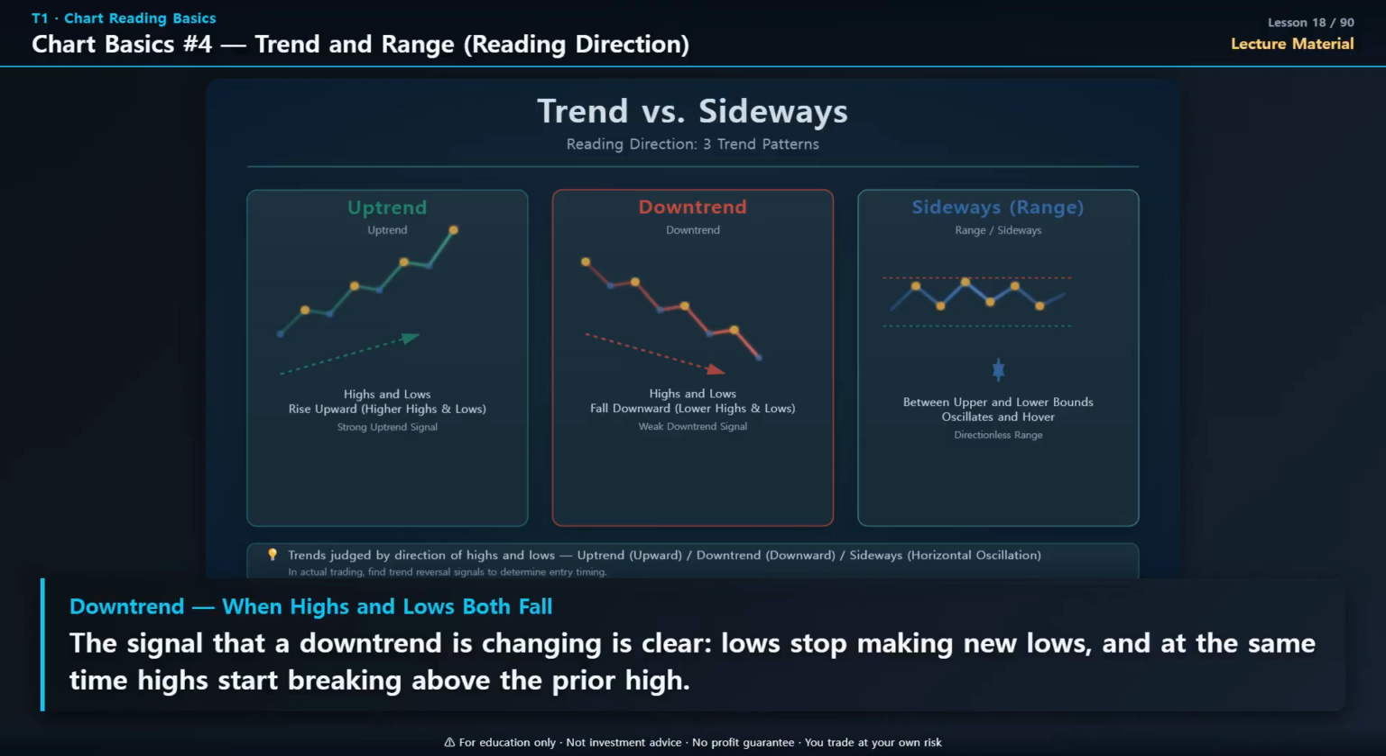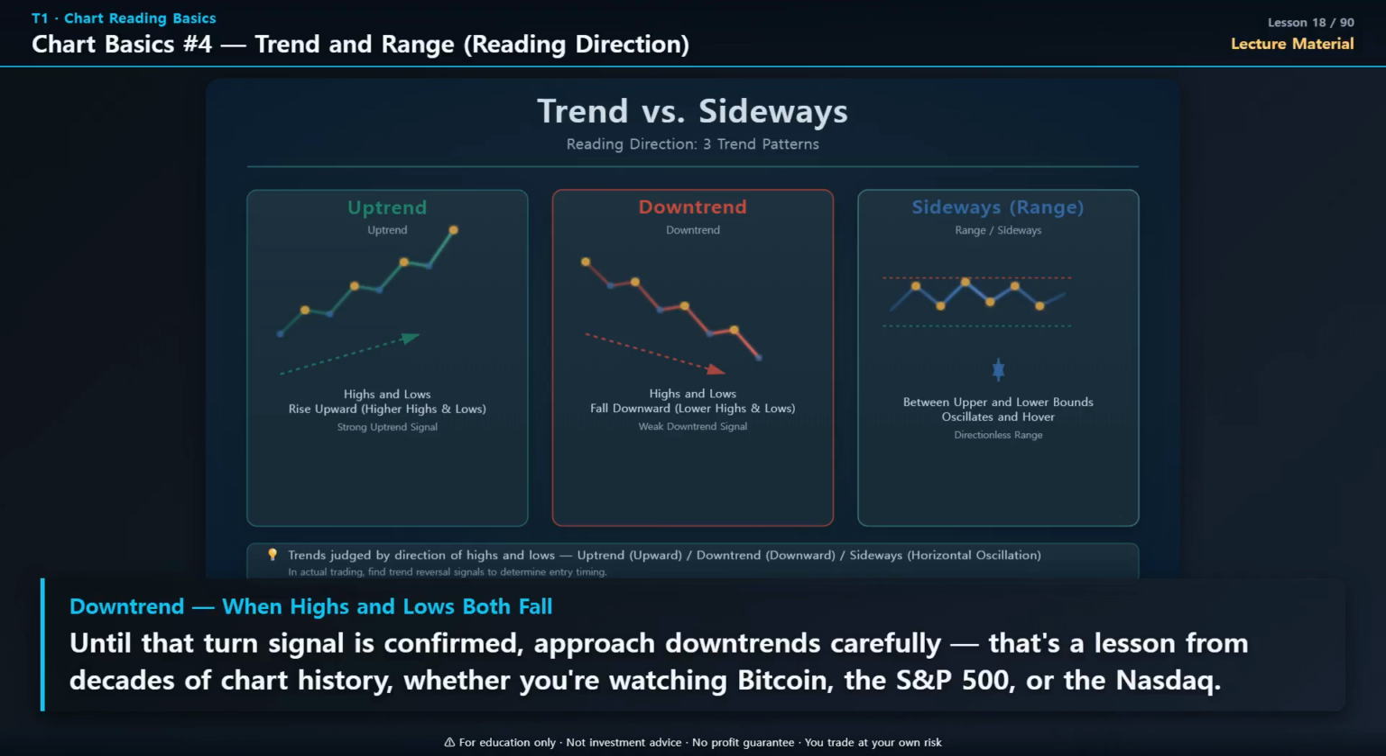The signal that a downtrend is changing is clear. Lows stop making new lows, and at the same time highs start breaking above the prior high. Until that turn signal is confirmed, approach downtrends carefully. That's a lesson from decades of chart history, whether you're watching Bitcoin, the S&P 500, or the NASDAQ.